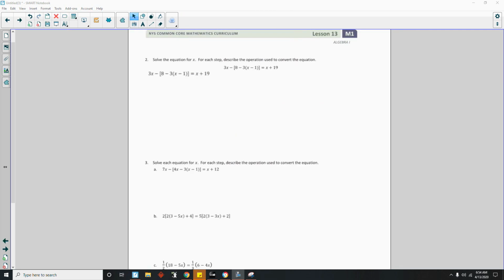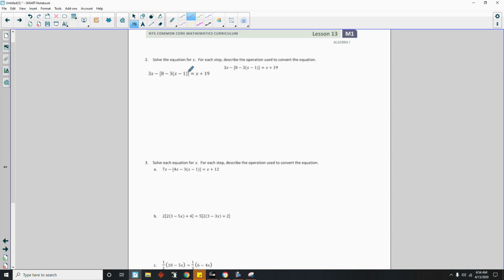Okay, page 2 brings us to problem number 2. Exercise 2. So pause the video, see if you can do this, and then come back and see how you did. What it says to do is solve the equation for x. For each step, describe the operation used to convert the equation. Okay, so I'll start with red.